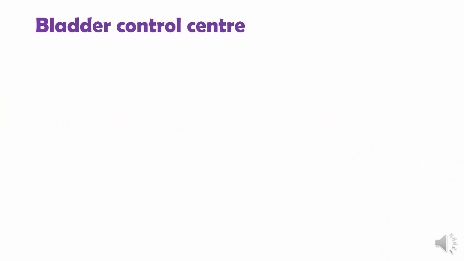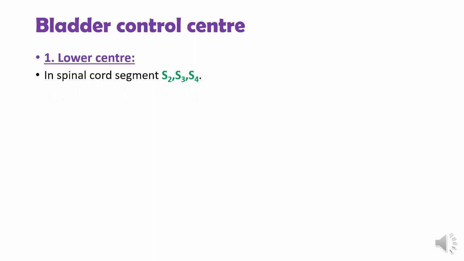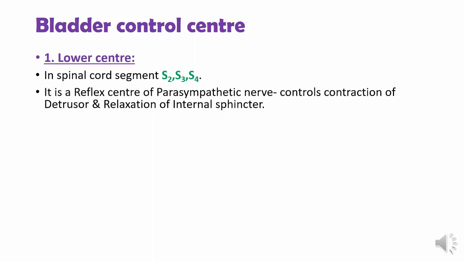Micturition is a spinal reflex and its center is located in the spinal cord segments S2, S3 and S4, and it is a reflex center of the parasympathetic nerve that controls the contraction of the detrusor muscle, the main muscle of the bladder, and relaxation of the internal sphincter. Now with contraction of the detrusor muscle and relaxation of the internal sphincter, urine will be passed through the urethra.